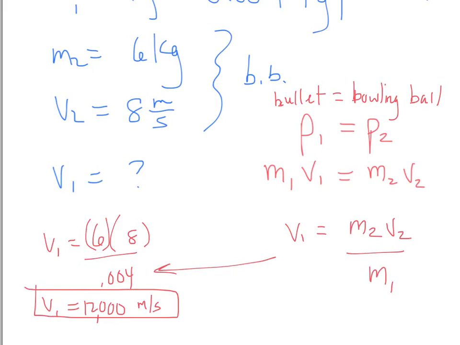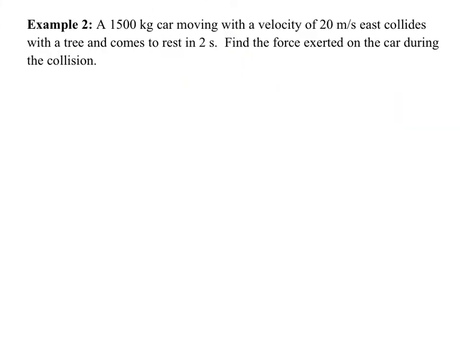Alright, let's look at the second example. We're looking at a car that's 1,500 kilograms mass and it's moving with a velocity of 20 meters per second east and it collides with a tree. So it's traveling east, it hits the tree head on. And it takes about 2 seconds for this car to come to rest. And the question is, find the force exerted on the car. Okay, find the force exerted on the car. So let's take a look at this problem here. We've got, first, a mass of the car.